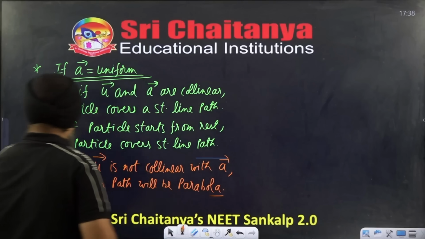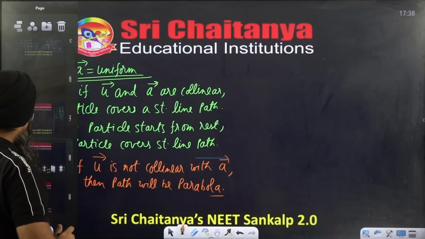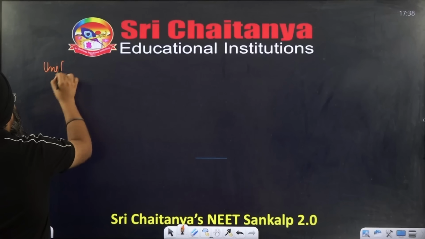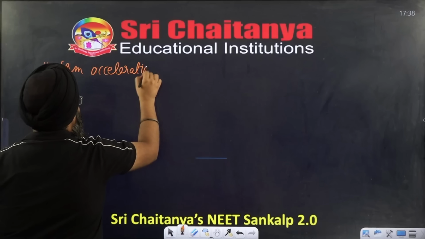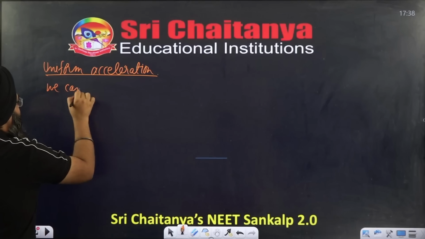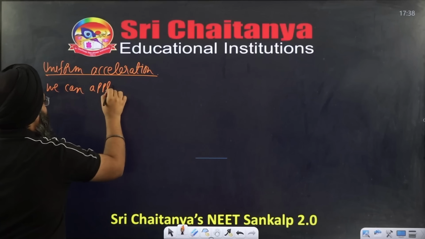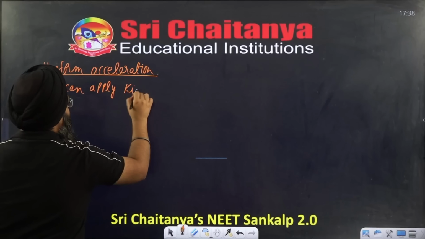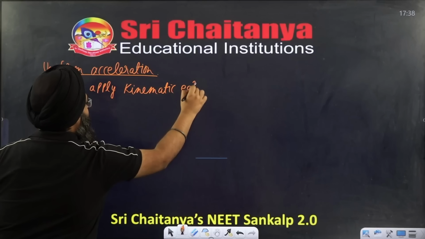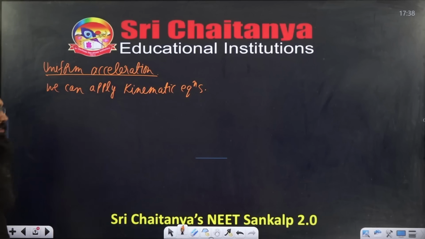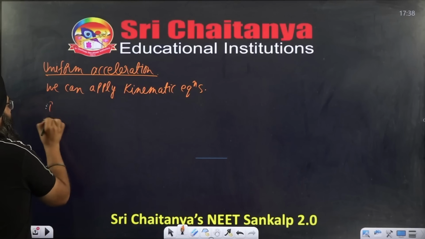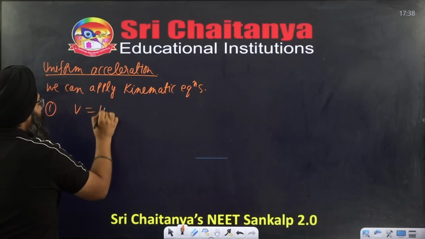Now, whenever we are talking about uniform acceleration, always remember we can apply kinematic equations. For uniform acceleration, we can apply kinematic equations. How to apply these kinematic equations? What are the kinematic equations? First of all, let me write. The first equation is v is equal to u plus at.